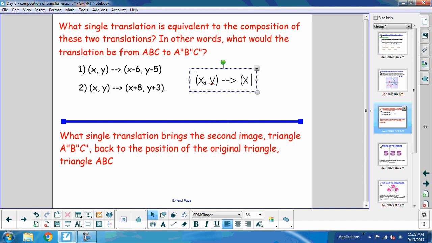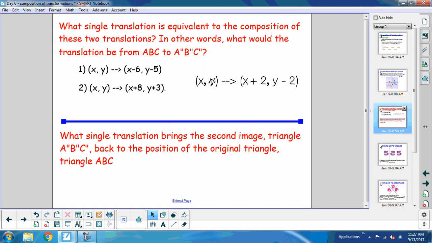To go to the right 2, I need to add 2. And then to go down 2, I would need to subtract 2. Oops, sorry, not the best typer. All right, so this is my rule that would allow me to do that all at once.